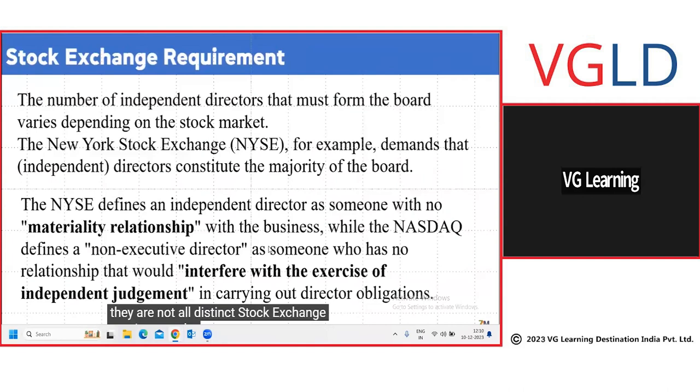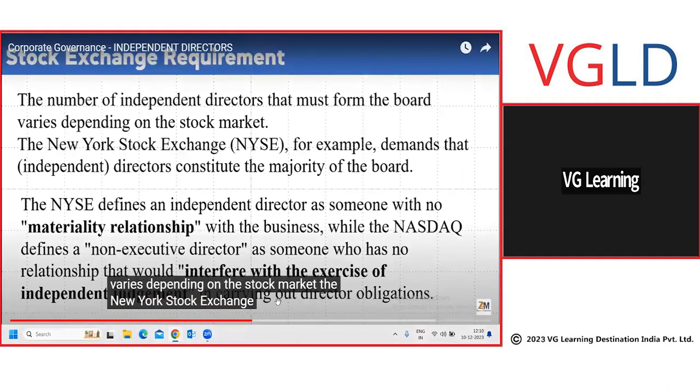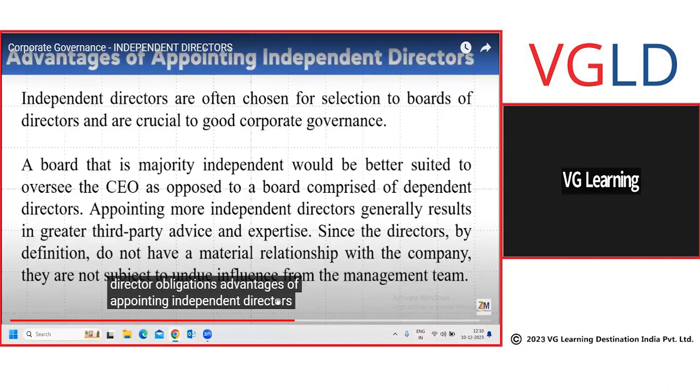Stock exchange requirement. The number of independent directors that must form the board varies depending on the stock market. The New York Stock Exchange, NYSE, for example, demands that independent directors constitute the majority of the board. The NYSE defines an independent director as someone with no materiality relationship with the business, while the NASDAQ defines a non-executive director as someone who has no relationship that would interfere with the exercise of independent judgment in carrying out director obligations.